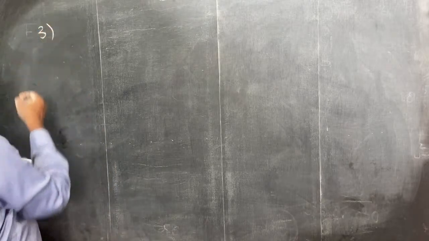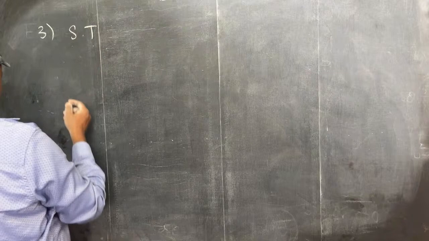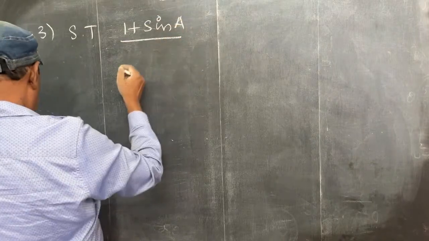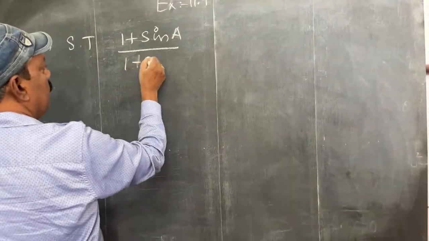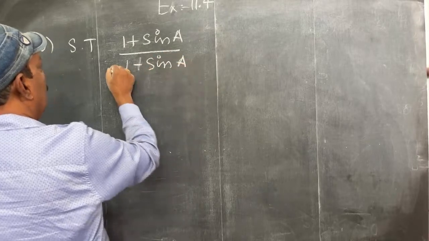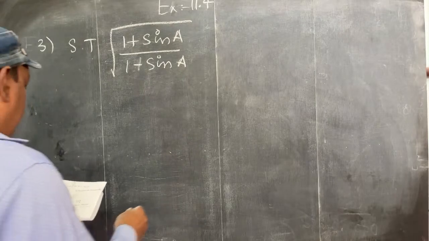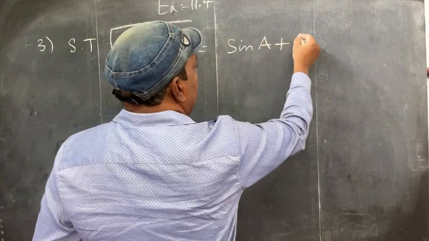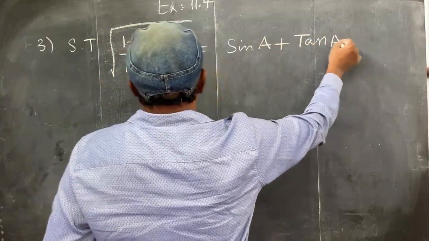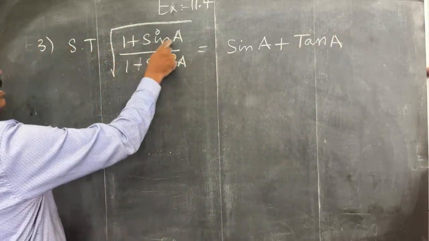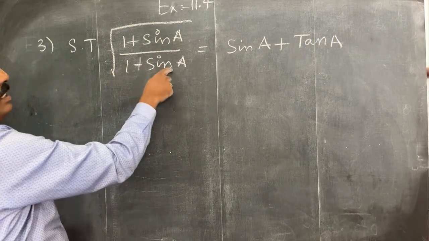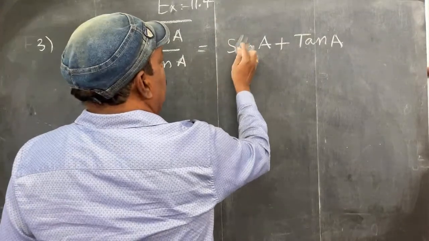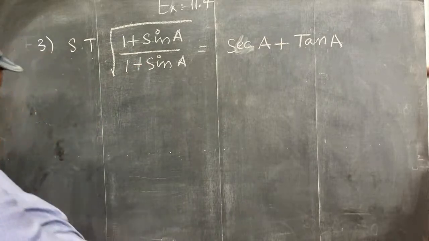Next, third sum. Show that under root 1 plus sin A by 1 minus sin A is equal to sec A plus tan A. You have to show that root of 1 plus sin A by 1 minus sin A, you have to convert into secant A plus tan A. The question is secant A plus tan A.